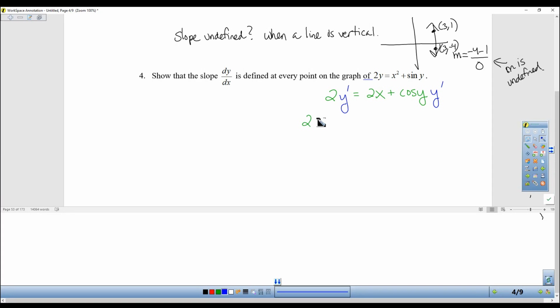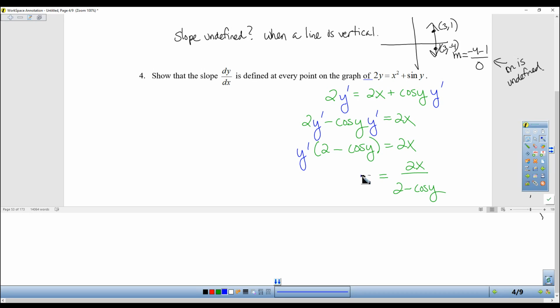I'm going to get all my y primes onto the same side of the equation. I do that so that I can factor out the y prime. So I'm taking out the y prime so that the y prime is alone, and I can divide both sides by the remaining factor. So 2x over 2 minus cosine of y is y prime.